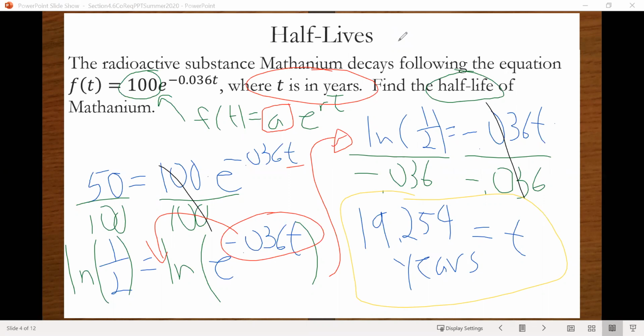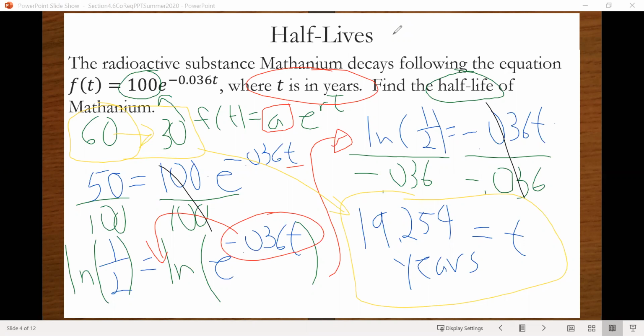Now, here's the interesting thing about a half-life: it doesn't matter what amount you start with. We said we started with 100 grams, and we figured out the amount of time it would take to get to 50 grams was 19.254 years. But let's say we'd started with 60 grams. I kind of wrote that over here in the corner. If we want to figure out how much time it takes for that to get down to 30, it turns out that's the same. It would still be 19.254 years. And in fact, if we wanted to go from 30 to half of that, 15, the amount of time would still be 19.254 years.